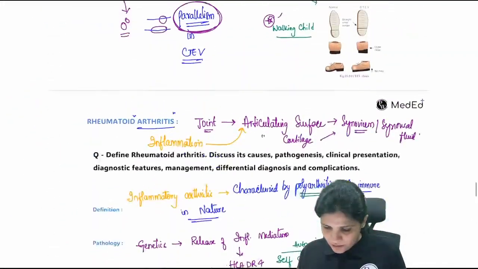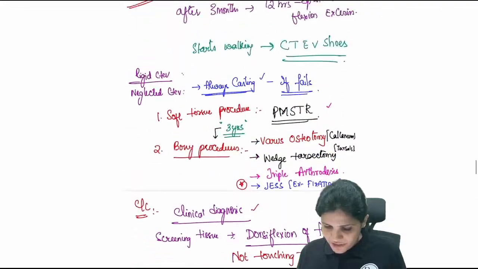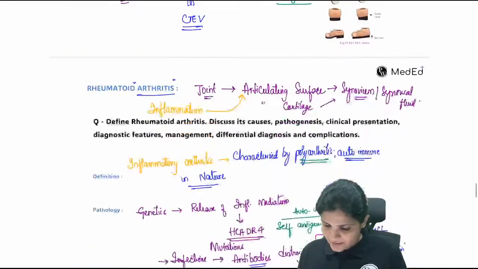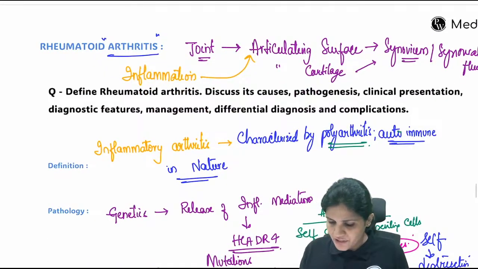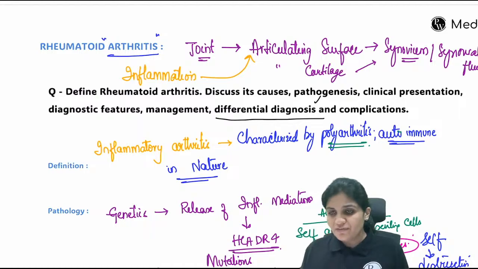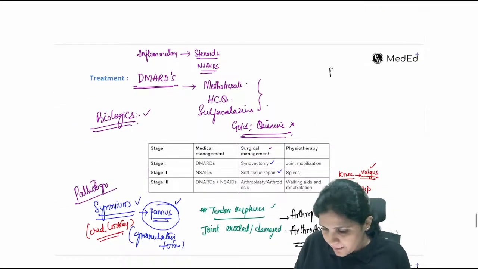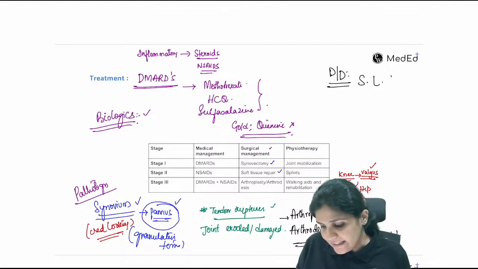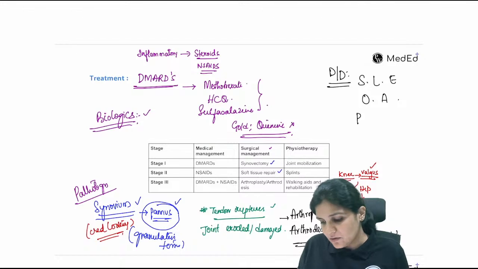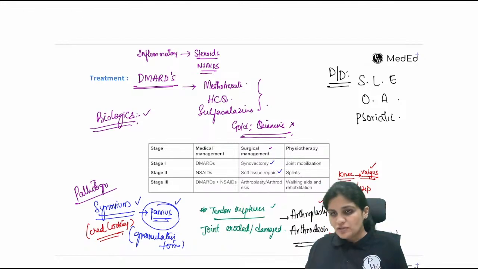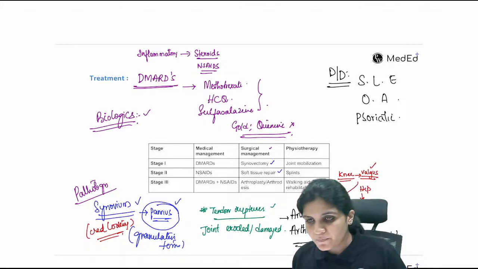We have completed all. And what could be the differential diagnosis of rheumatoid arthritis? So they have asked about the differential diagnosis. Usually it will be osteoarthritis, right? So one is SLE, then it could be osteoarthritis, then psoriatic. These are certain differential diagnoses.